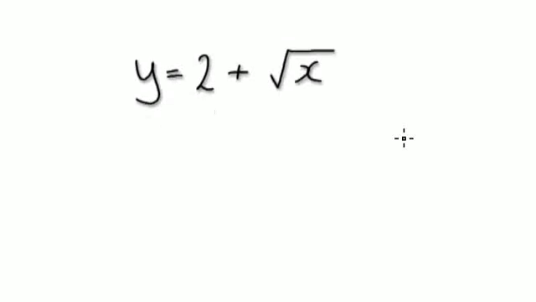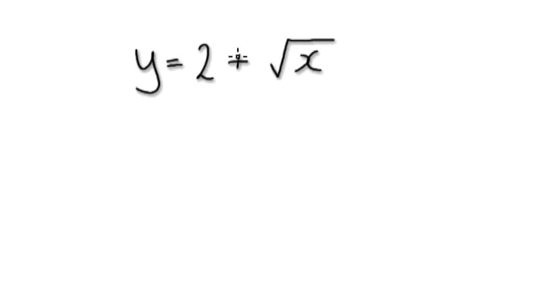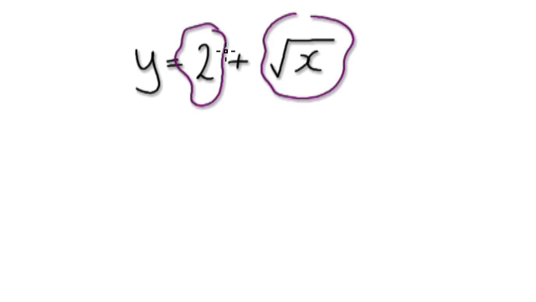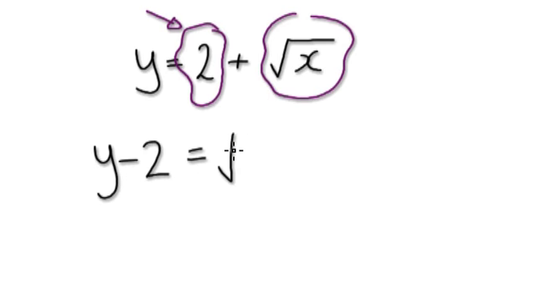Let me give you some more examples. Let's say you're given something like this. If you're asked to make x the subject, visualize it like this. You've got one bubble, add another bubble. Kill off this bubble by taking away 2. So y take away 2 equals root x. And then you can square both sides.